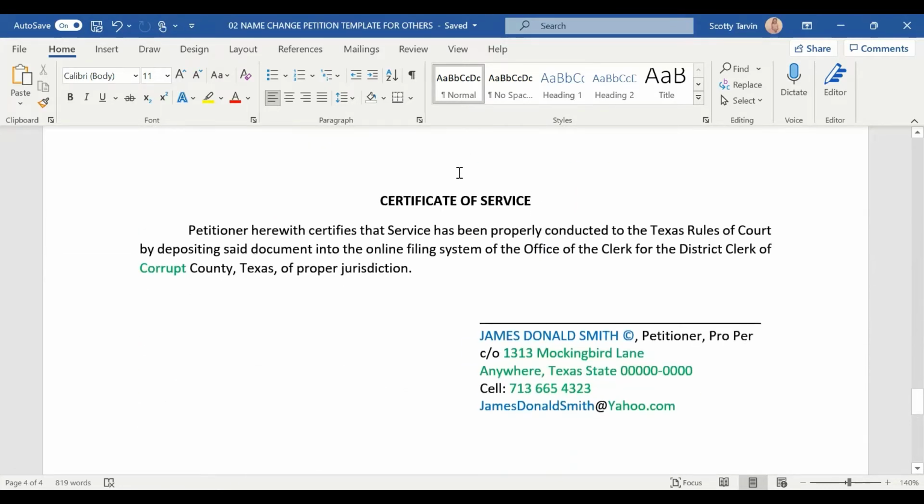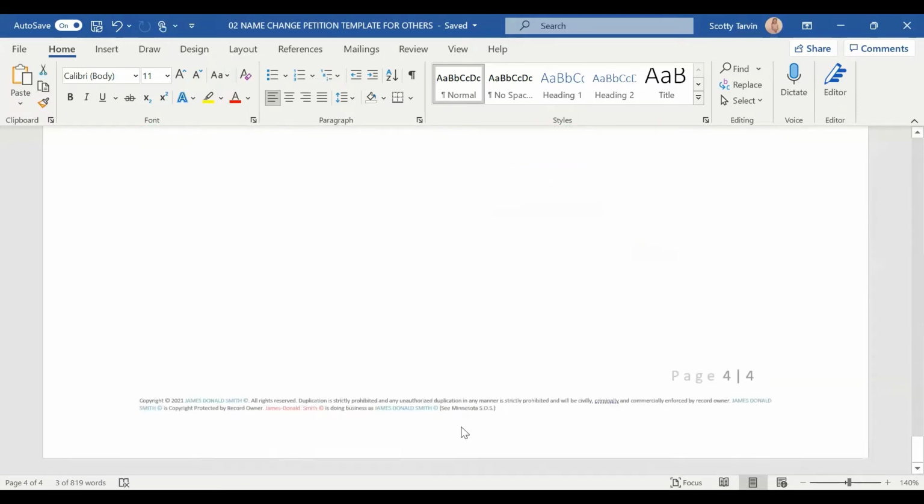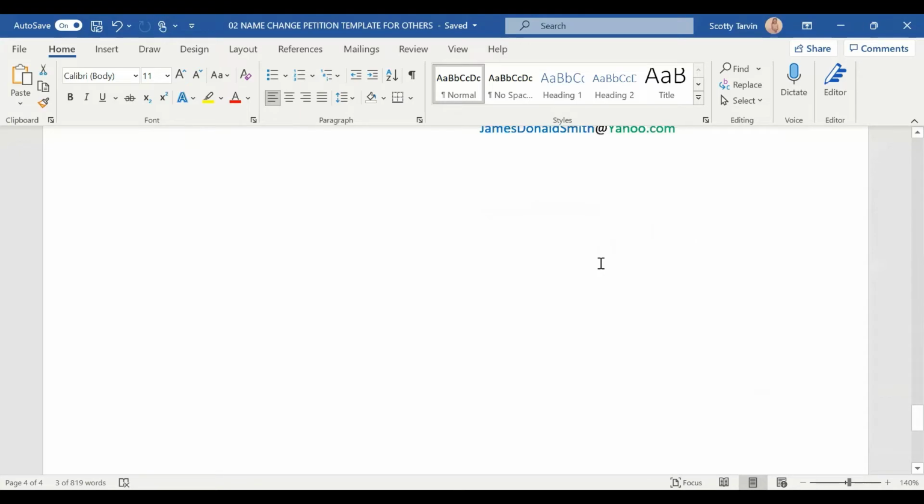Certificate of service. Petitioner herewith certifies that services have been properly conducted to the Texas rules of court by depositing said document in the online filing system of the Office of the Clerk for the District Clerk of Harris County, Texas, of proper jurisdiction. And that's where you sign it with red with the thumb. Here you're still the petitioner, still in that status. Of course, here's our things copyrighted.